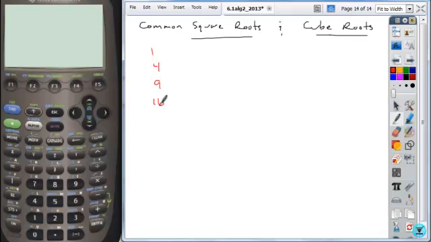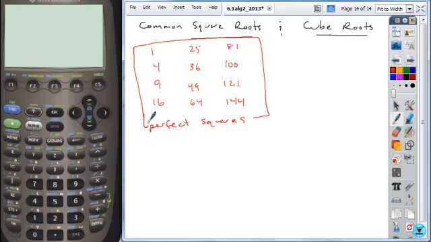9, 16, 25, 36, 49, 64, 81, 100, 121, 144. And so these are all perfect squares, right? And so you should be aware of these. When you see these, you should be able to identify their exponential form.